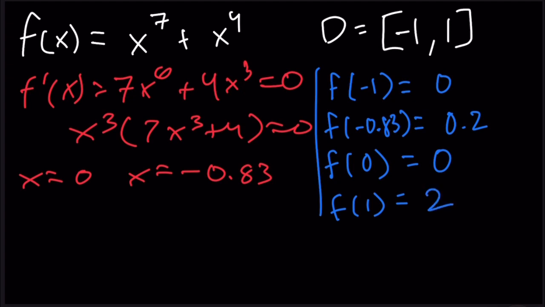So we can say that our absolute maxima is 1, 2 on this range, and that our absolute minima are negative 1, 0, and also 0, 0. And that is all.